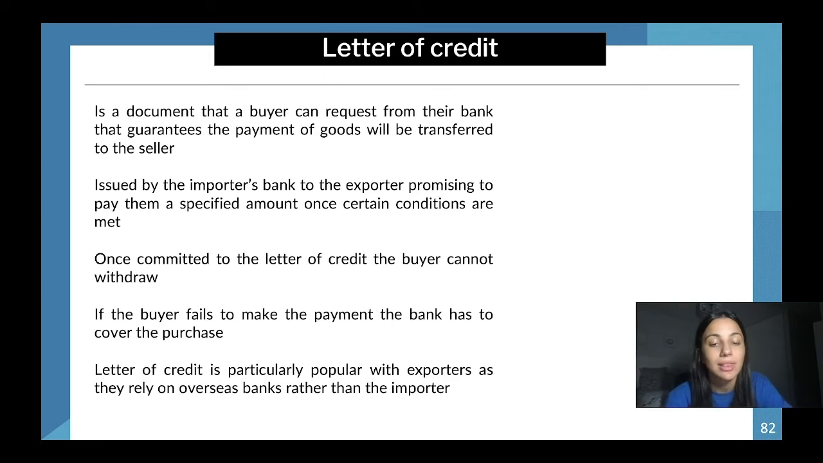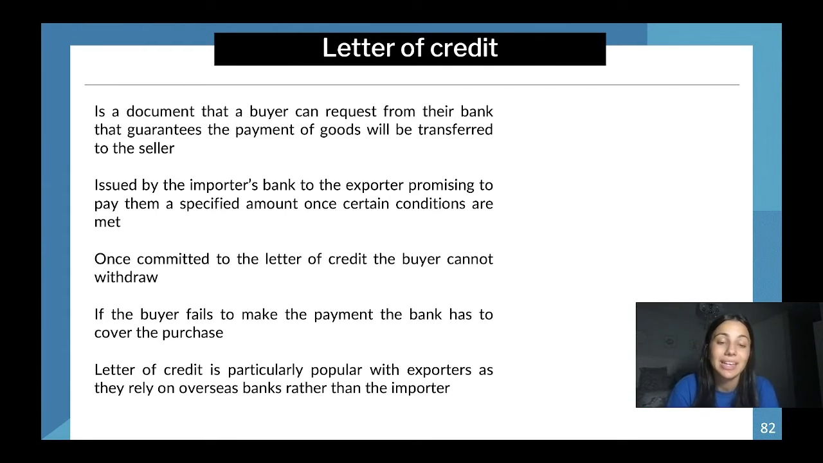So the issue with letter of credit for buyers is that as soon as you sign that letter, you're stuck. Like you are stuck and sucked into this deal. It's popular with exporters though, because they rely on overseas banks rather than the importer. From that Singapore company, they don't have to rely on some random 19-year-old who wants to buy 100K of clothes. They can rely on one of Australia's biggest banks who have signed it and agreed to it. So it is popular for them and it's less risky for the exporter.